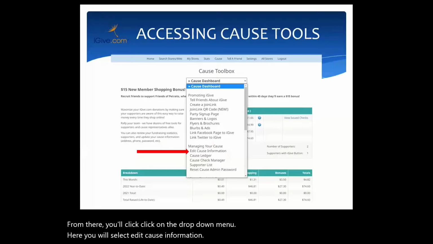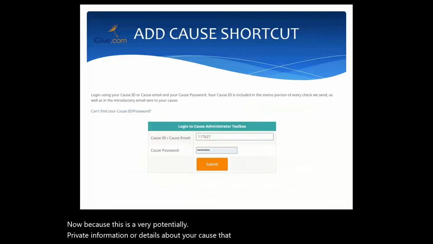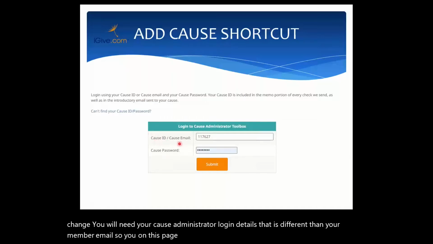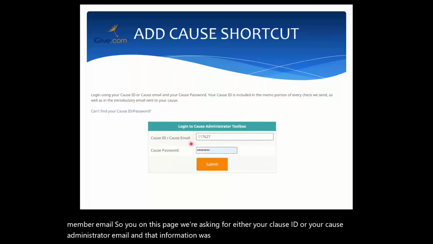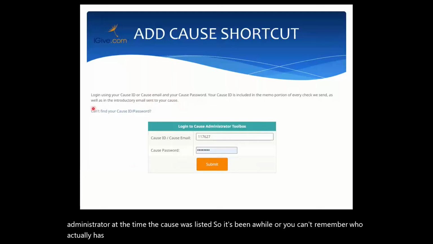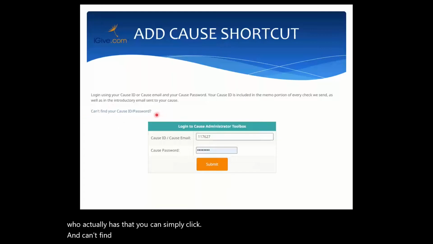Now, because this is private information or details about your cause that you don't want just anyone to be able to change, you will need your cause administrator login details. That is different than your member email. On this page, we're asking for either your cause ID or your cause administrator email, and that information was sent to the person who was listed as the cause administrator at the time the cause was listed. So if it's been a while or you can't remember who actually has that, you can simply click on can't find your cause ID password, and we'll send you an updated one right away.